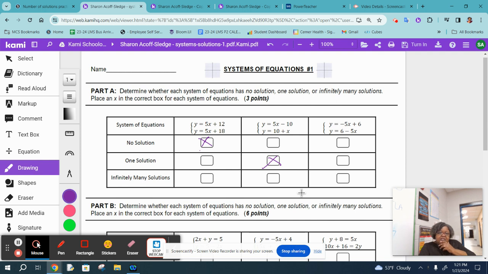Okay, Marley, what's the slope of this first equation here? Okay, what about the second equation? What's the slope? Somebody help her out. -5. So my slopes are the same. What about my y-intercept? Does the y-intercept have an x with it? No, it's just a number by itself.